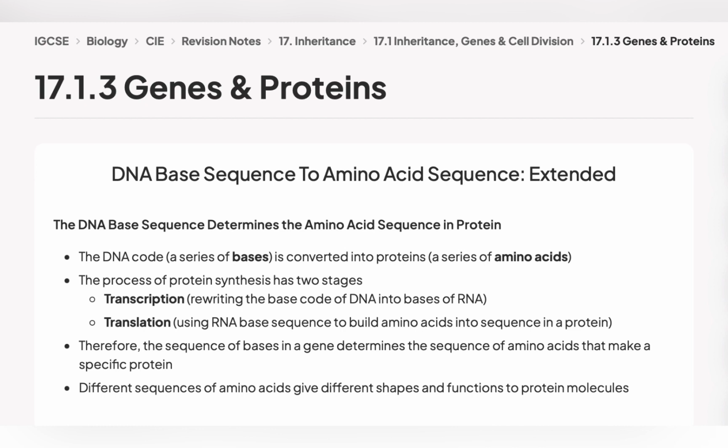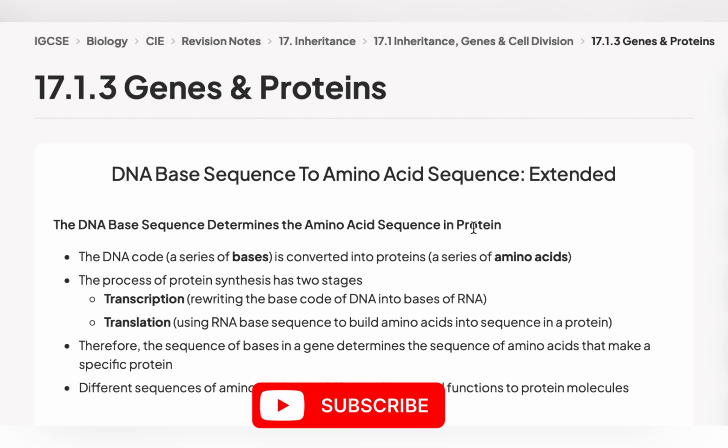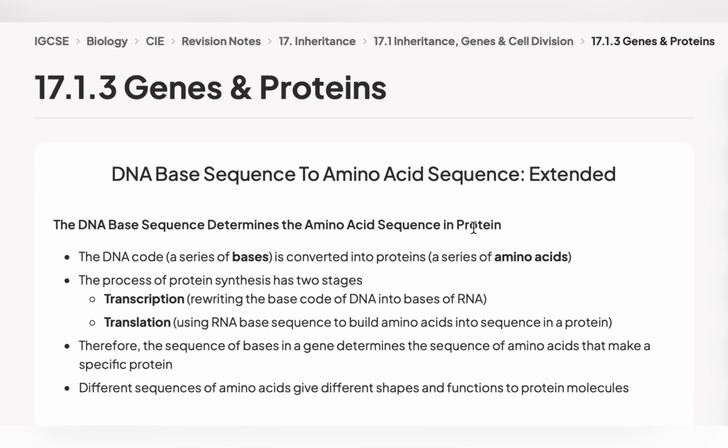So you know the combination of the base sequence of a DNA will form the base sequence of an amino acid. So we say the DNA base sequence determines the amino acid sequence in protein. Many amino acids together, a series of amino acids, form the protein. So we say the DNA code, which is the code itself.